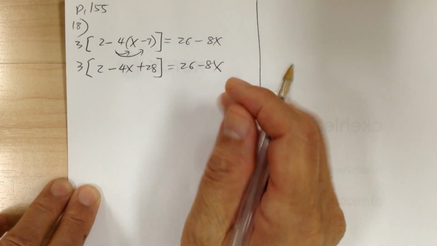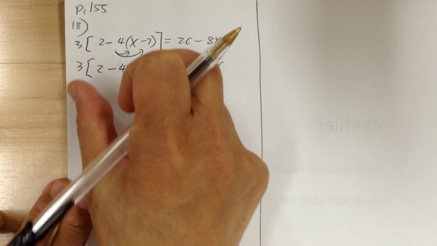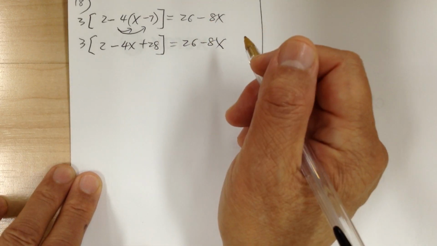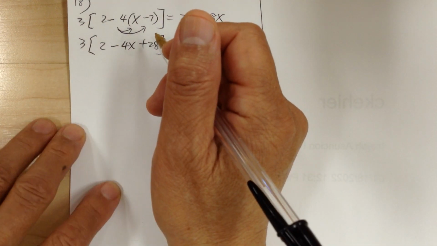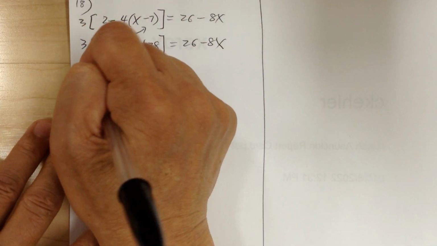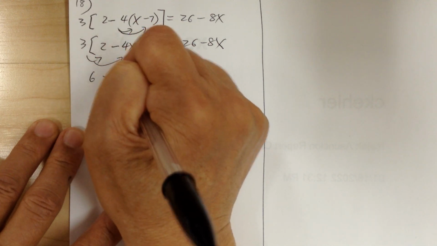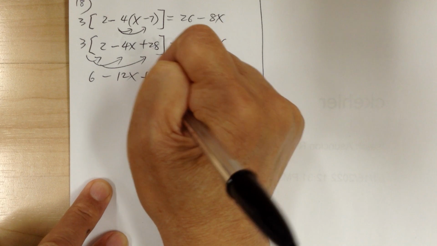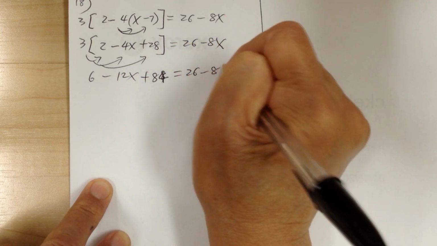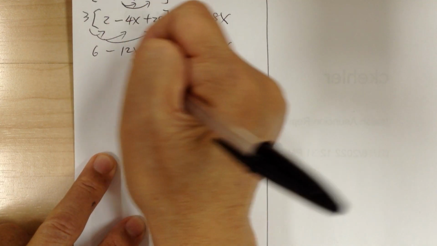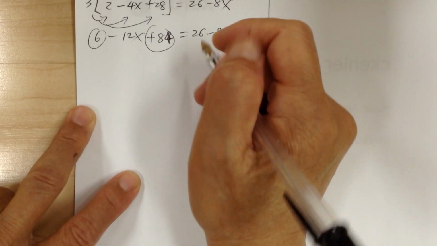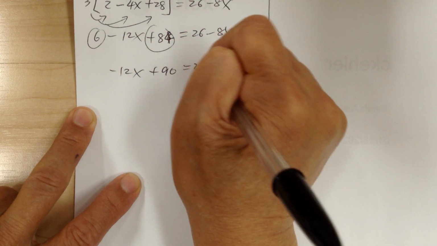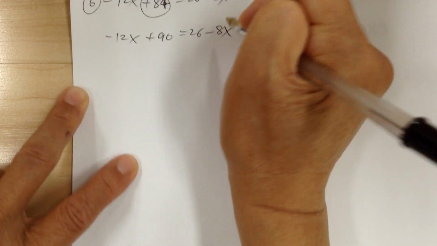Okay, your next step, this one you have two choices. You can either combine the like terms or you can distribute first. Let's just go and distribute. Okay, so this would be 6 minus 12x plus 90. And after that, let's go and combine the like terms to make things a little bit nicer. So negative 12x plus 90 equal to 26 minus 8x.